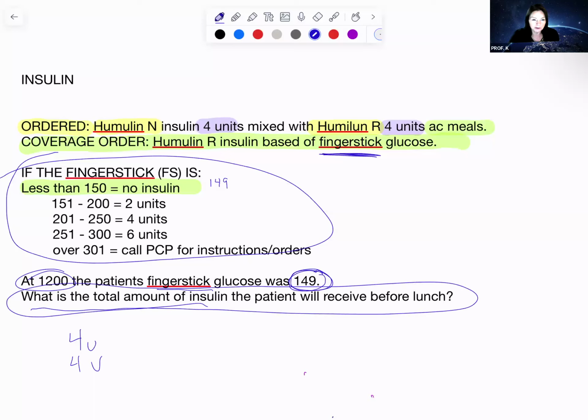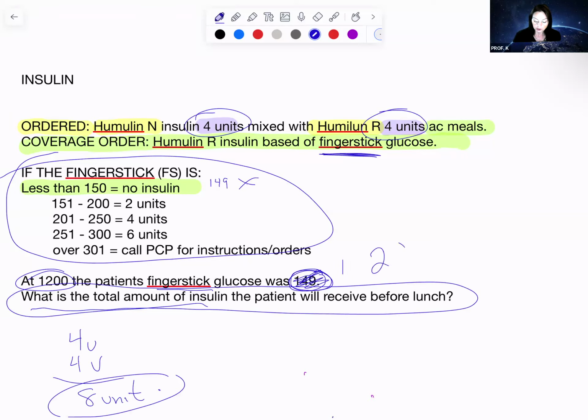What's your answer? Yes, it is 8. Because we're still going to give the 4 of N and the 4 of R, but he didn't require any coverage in addition to that. Now, if I said at noon his blood sugar was, oops, just stop writing, his blood sugar was 290.